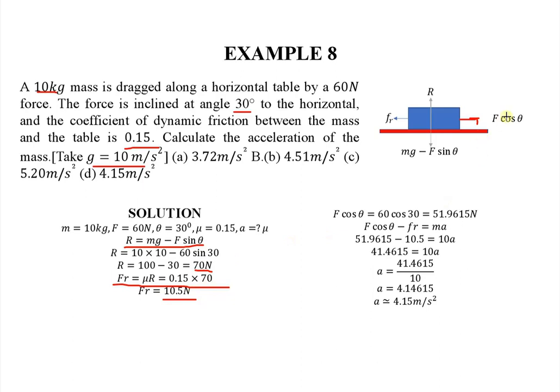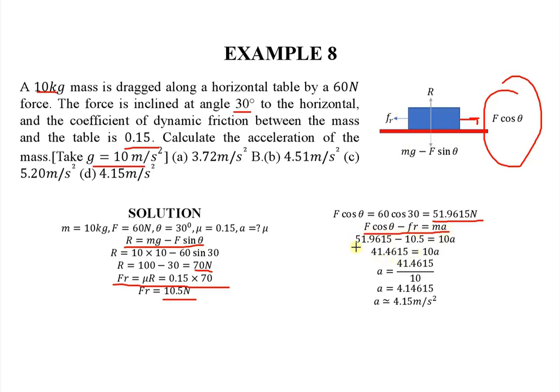Now, for a body, let's first of all look at the force actually moving the body, which is F cos theta. F is 60, theta is 30. That becomes 60 cos 30, and that will give me 51.9615 Newton. Now, for a body moving with an acceleration, the force moving the body, F cos theta, minus the frictional force opposing motion will give us ma. So we have this relationship here.